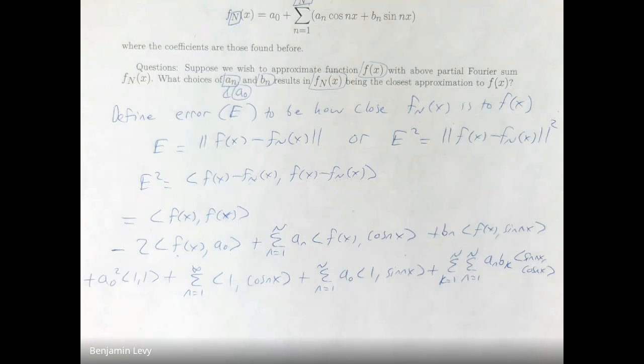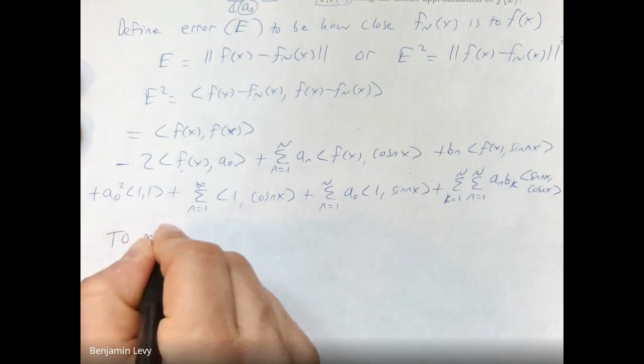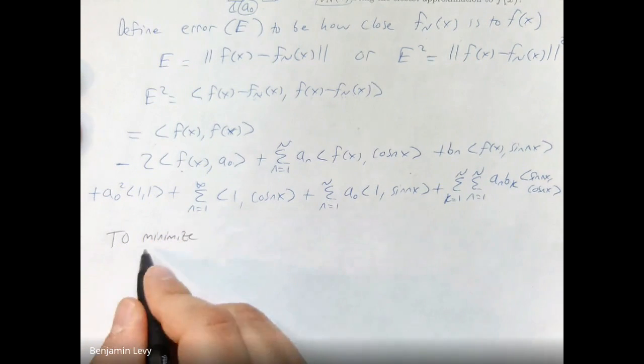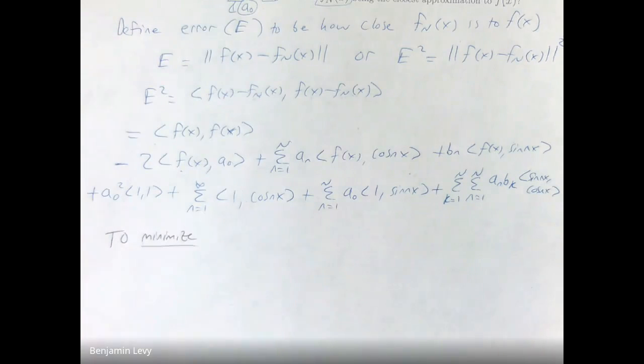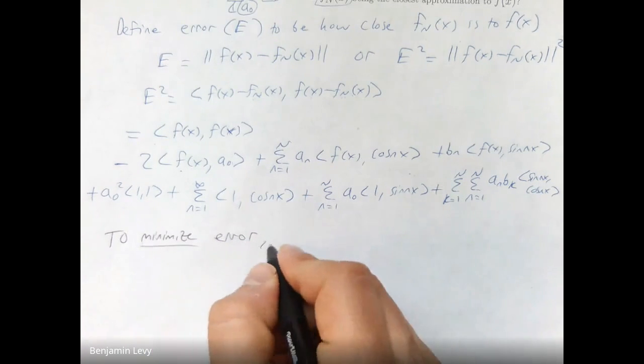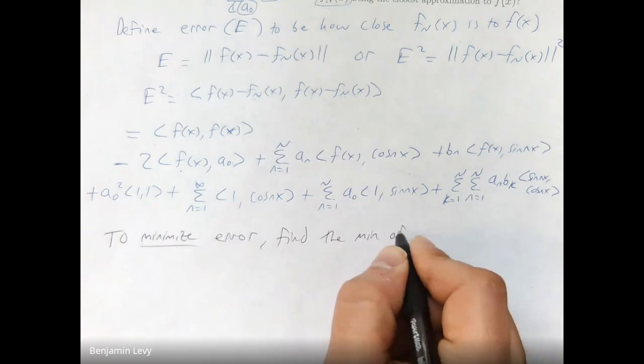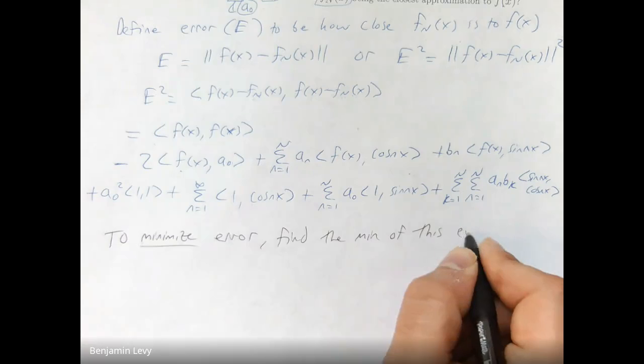And so the question, to remind you what we're trying to do, is we're trying to figure out what A0, AN, or BN need to be in order to make this as small as possible. And so to minimize error, anytime you see the word minimize or maximize, you should be thinking about calculus. Because if we want to minimize error, we want to find the min of this expression, right? Minimize that.